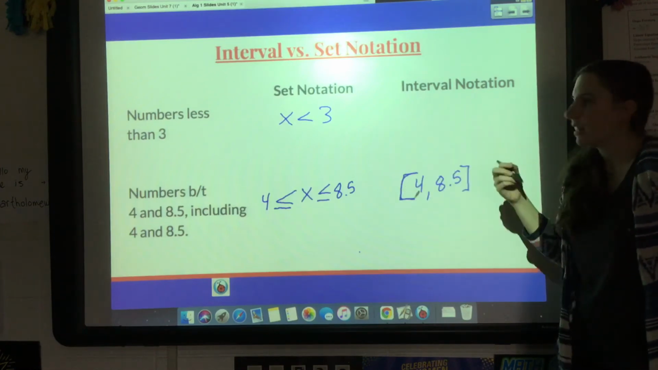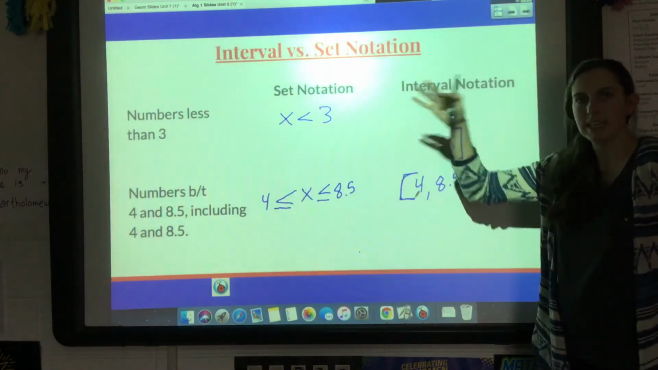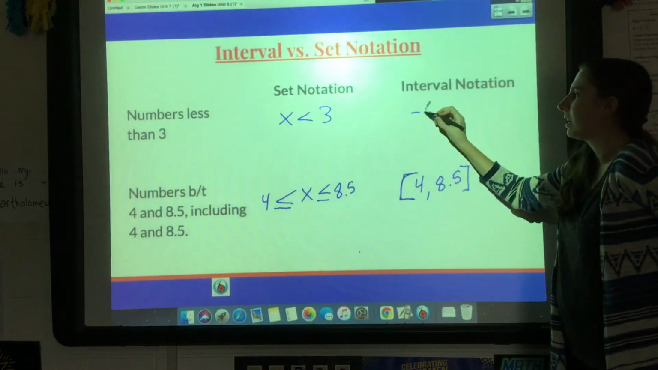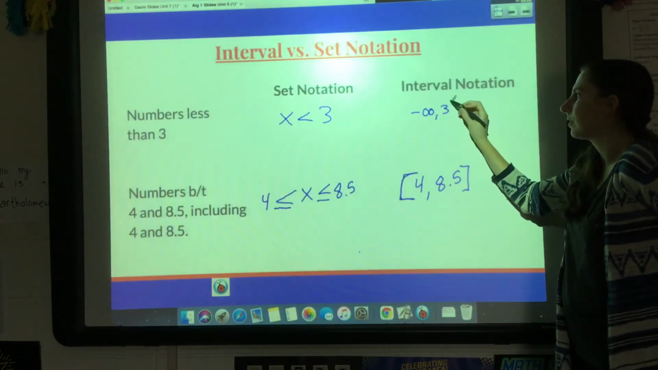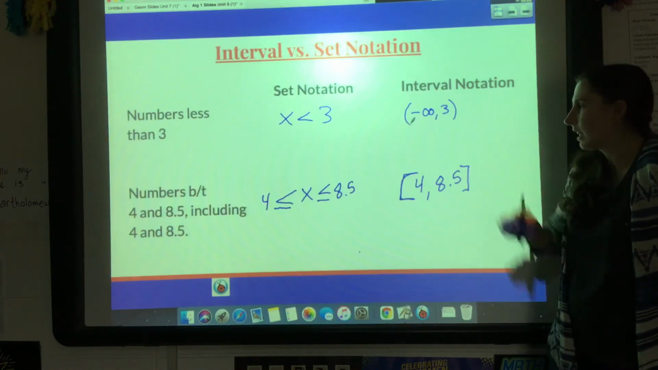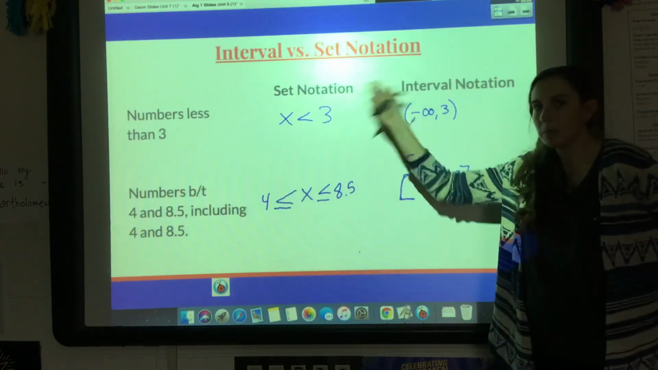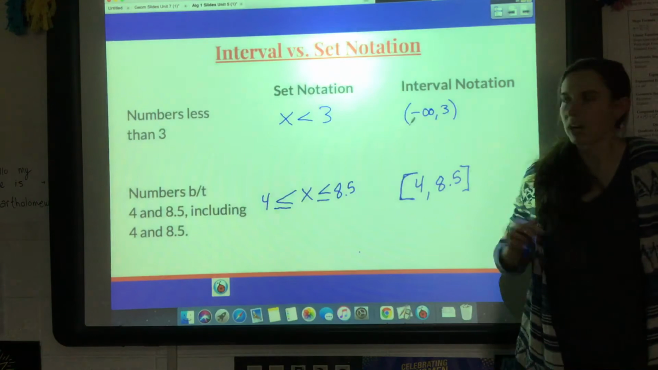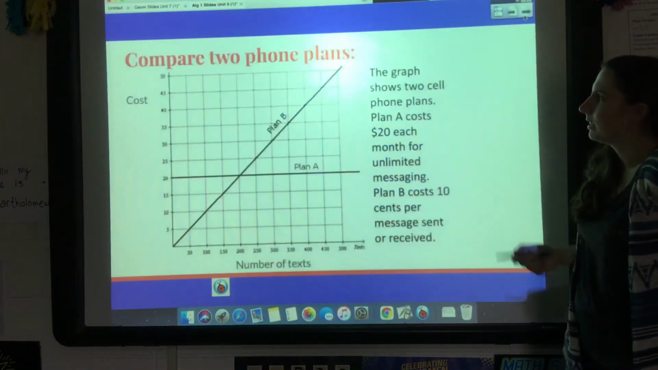For the numbers less than 3, that would be from 3 down, so we'd say from negative infinity to 3, not including the 3. So that's interval notation and set notation. They mean the same thing, just different ways of writing that. Okay, so keep that in mind.